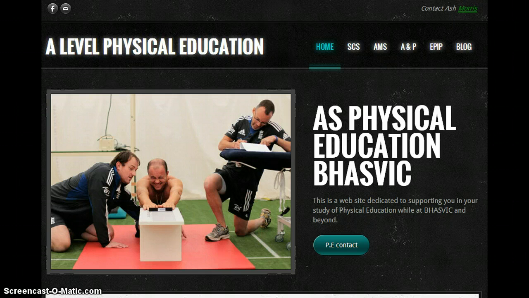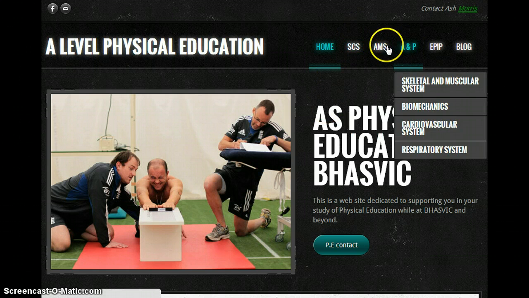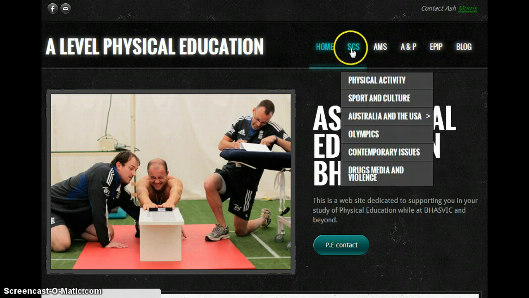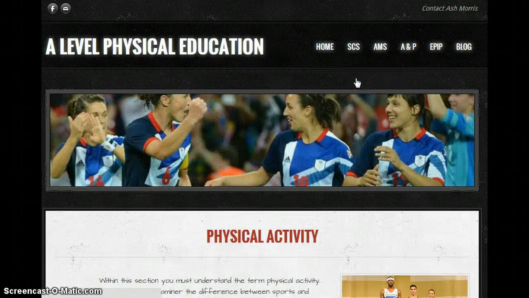So I'll just show you some of the features that are on this webpage that are slightly different from others that you may have seen, and hopefully some new stuff that you'll find interesting and enjoy. So let's get started. What we have at the top here are drop-down boxes for each one of the different areas, so the social cultural studies, forward movement skills, anatomy and physiology, and each one of those is broken down into different sections, so we'll just take a look at one of those.